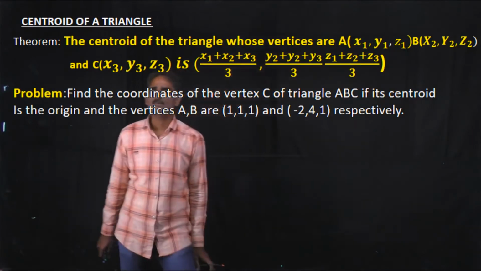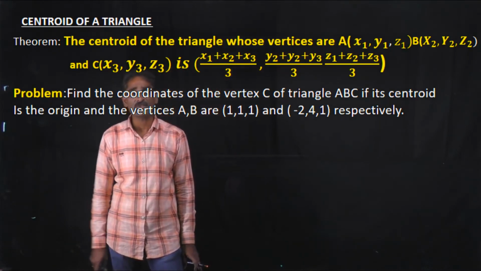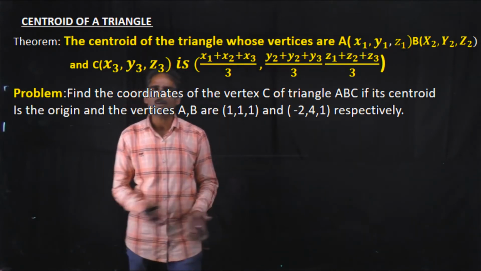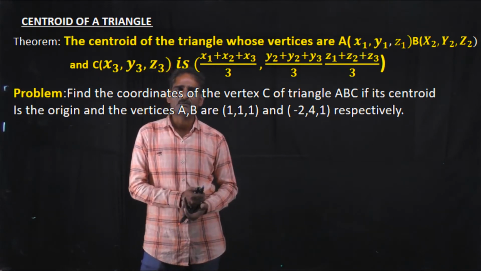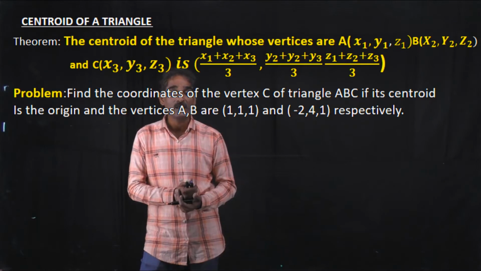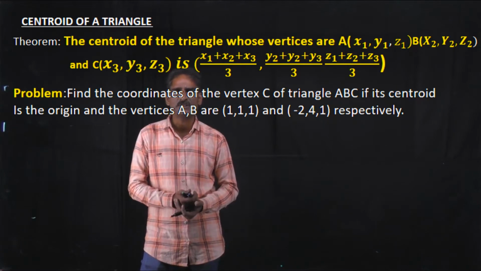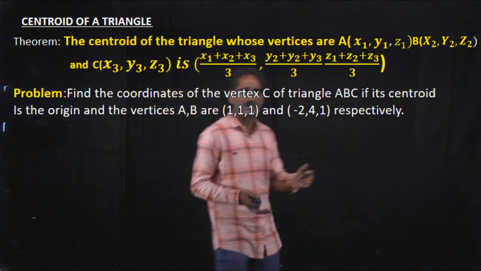See this concept, centroid of a triangle. All of you know the formula for the centroid of a triangle in two-dimensional geometry. The same formula applies here, we just add the z coordinate. In two dimensions the formula is (x1 plus x2 plus x3) by 3, (y1 plus y2 plus y3) by 3. Here we just add another term, (z1 plus z2 plus z3) by 3. That's it. The proof is not important, and the property is also the same.